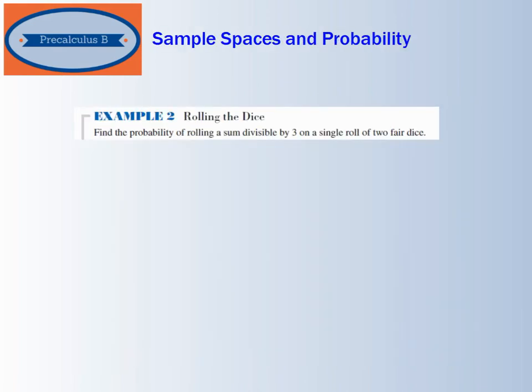So let's take a look at the problem that we're going to look at. We want to find the probability of rolling a sum that is divisible by 3 on a single roll of 2 fair dice. Well, that means we need to know what are the chances of getting a 3, a 6, a 9, or a 12, because all of those numbers are divisible by 3.